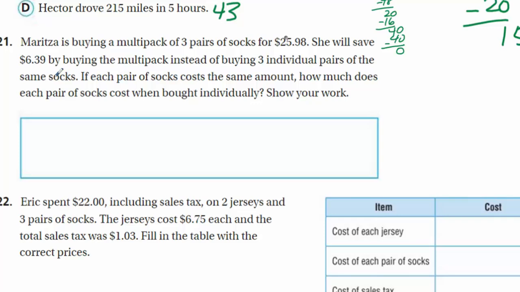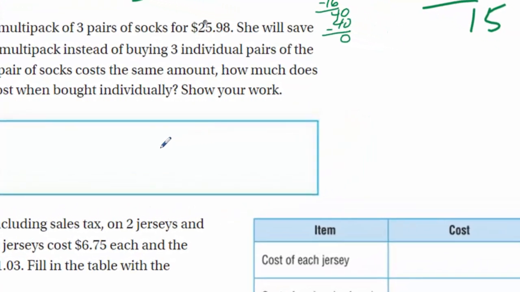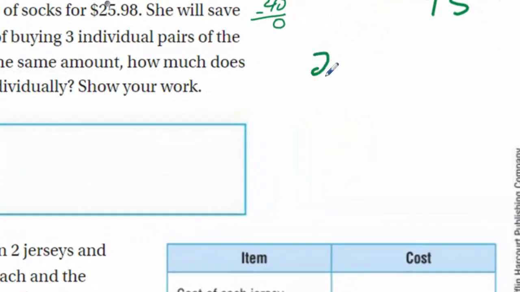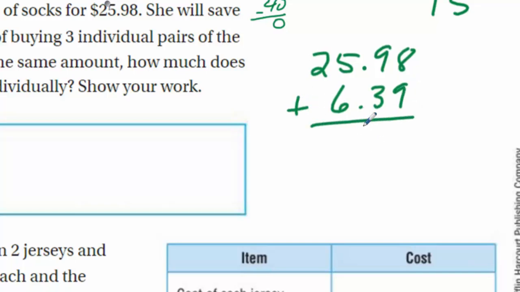So what we need to do here is we need to add that $6.39 onto the amount that she paid to find out what the amount would be had she not saved any money. Kind of keep in mind is that $6.39 is a savings. So if I have my $25.98 and I add on my $6.39, we can find out what she would have paid without the savings.